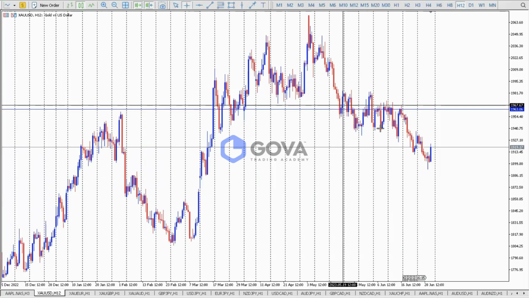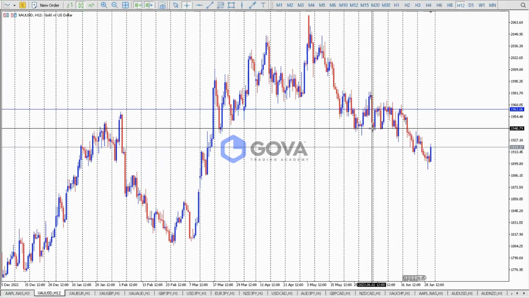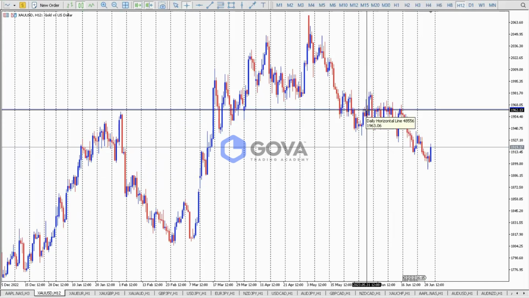What is the first trading day for June? The first trading day for June is around here. This is the first area for June. This is where June opened from. This area where I'm marking my green line here. That's where June opened from, okay?